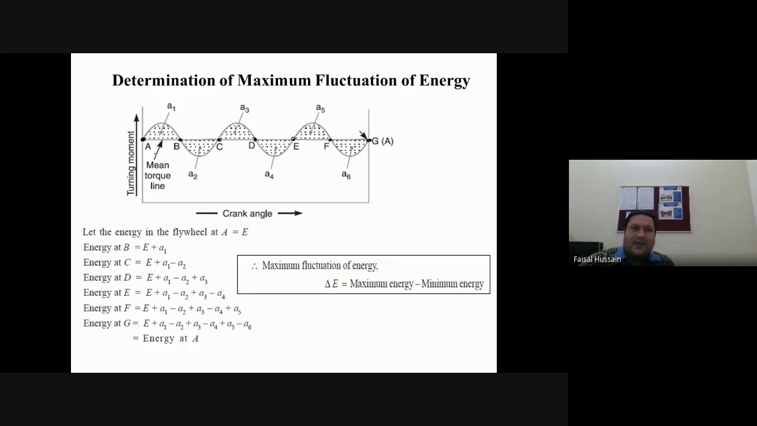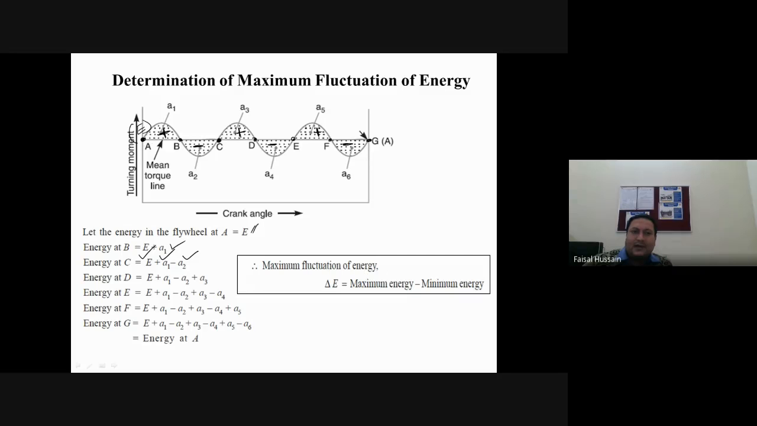Let the energy in the flywheel at point A equal E. Then the energy at point B will be the energy at A plus this area. Above the mean line the area is positive, and below the mean line the area will be negative. It is positive, it is negative. This is positive and this is negative. So if the energy at point A equals E, the energy at B will be E plus A1. What will be the energy at C? The energy at C will be the energy at A, that is E, plus A1, and the energy of this region, that is minus A2.